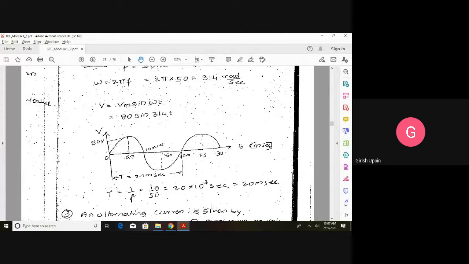Time period is 1 by 50, that is 20 into 10 raised to minus 3, that is 20 millisecond. From here to here it is 20 millisecond. From here to here it is 10 millisecond. From here to here 5 millisecond in terms of time. In terms of angle, this is pi by 2, pi, 3 pi by 2 and 2 pi.